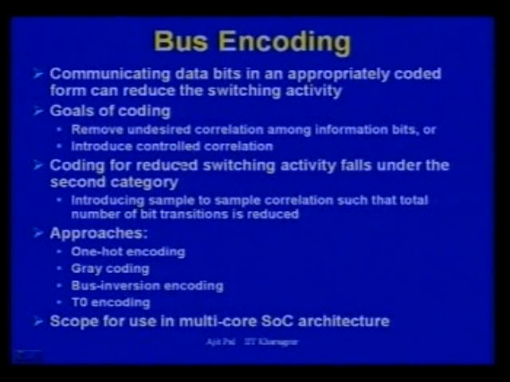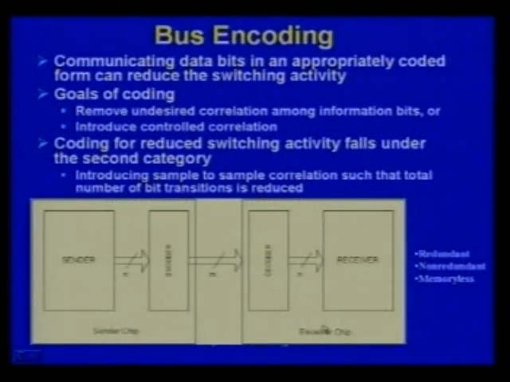If 0 remains 0 the next time, and does not change from 0 to 1, there will be no power dissipation. That is what is being done in coding. You are introducing control correlation, and there are various approaches: one hot encoding, gray coding, bus inverse coding, T0 encoding. I shall very quickly show you these approaches; this has particular applications in multi-core SoC architecture.